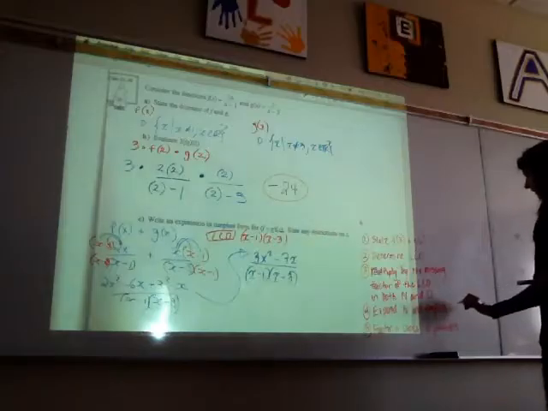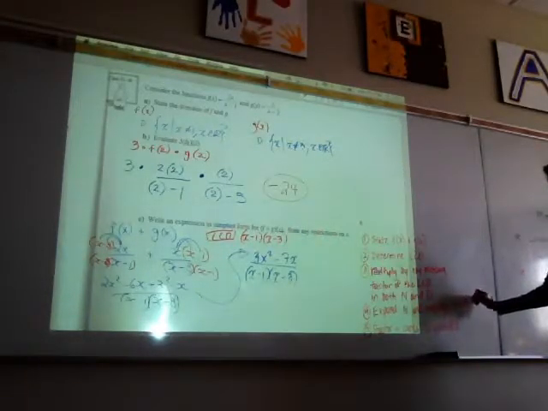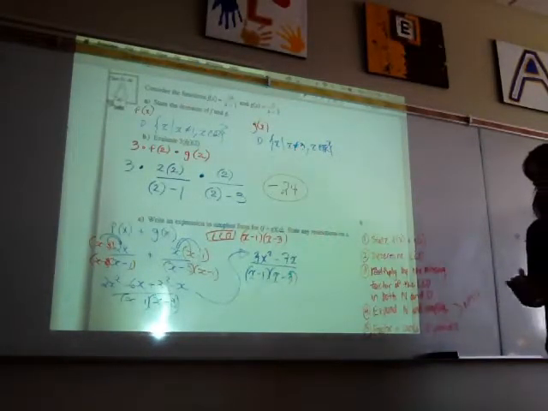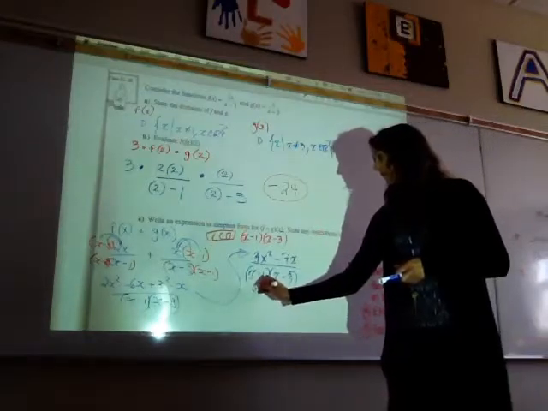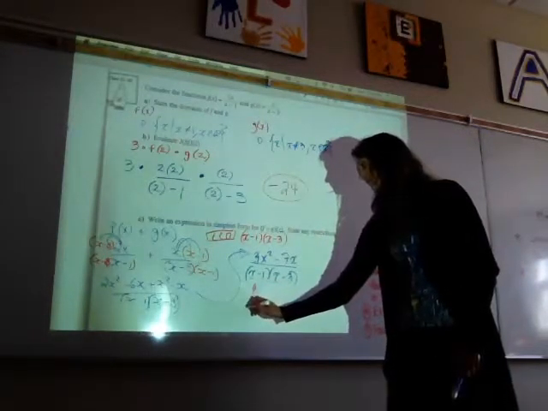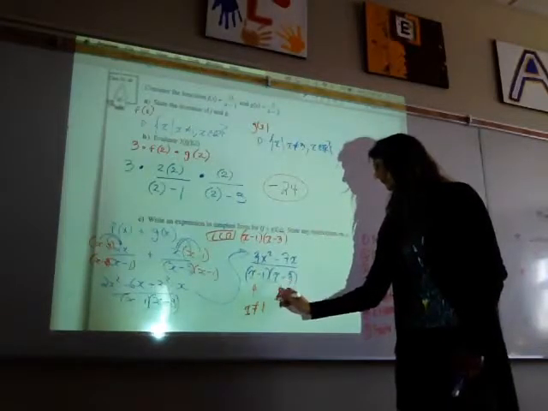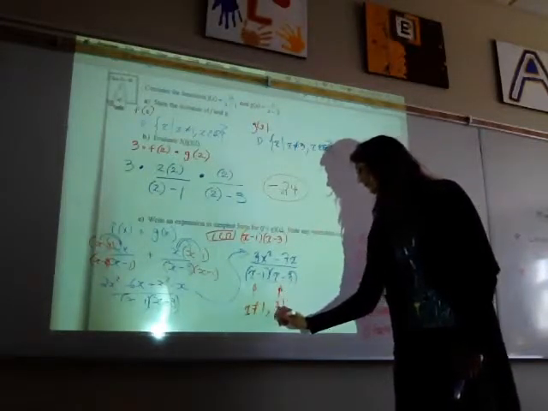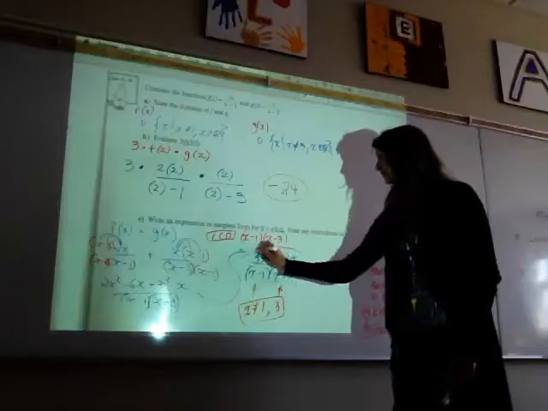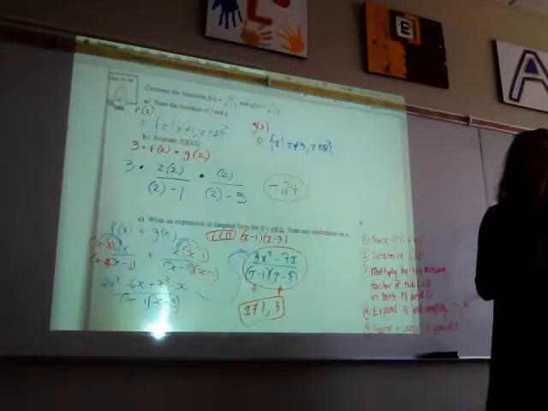Okay, so in here also don't forget about your non-permissible values. So from this denominator, x minus 1, we have x cannot equal 1, and from here, x cannot equal 3. So those are our restrictions. This is the expression that remains.